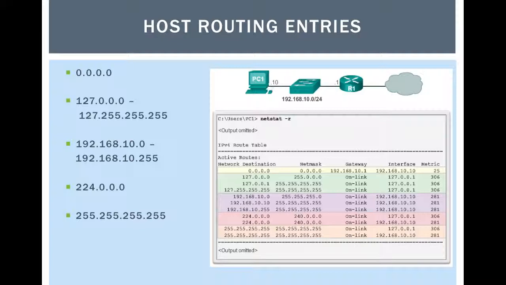192.168.10.0 is the local network route address and represents all computers on the 192.168.10.0 network. 192.168.10.10 is the address of the local host, and 192.168.10.255 is the network broadcast address, which sends messages to all hosts on the local network route.